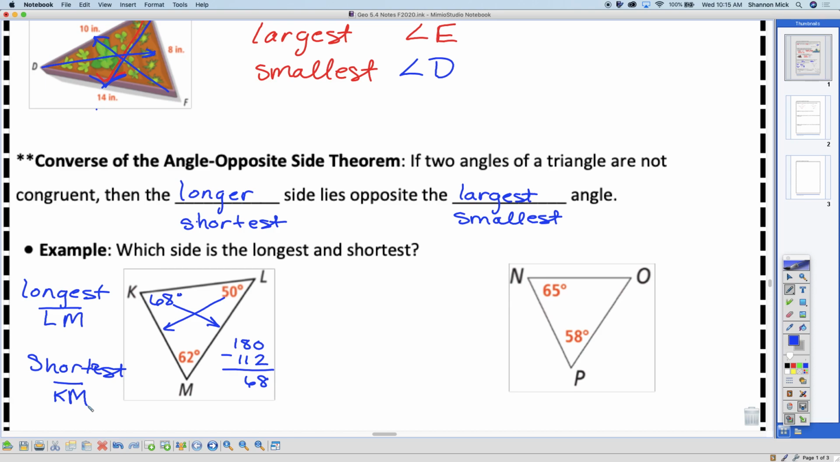What is it? 57 degrees. Everyone else get 57 degrees? Yeah. Okay. So the longest, Carly, is 65, well, that's the largest angle, so the longest side is OP. Good job. Don't forget your bar. And shortest, Tyson, NP, because it's across from there, right? Sure.